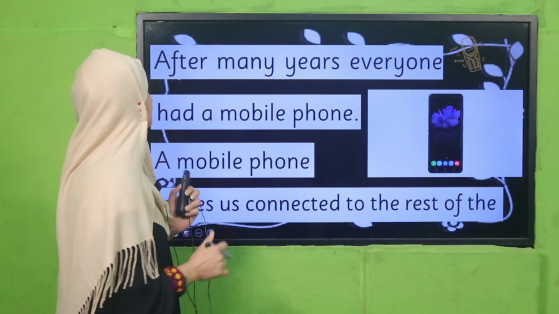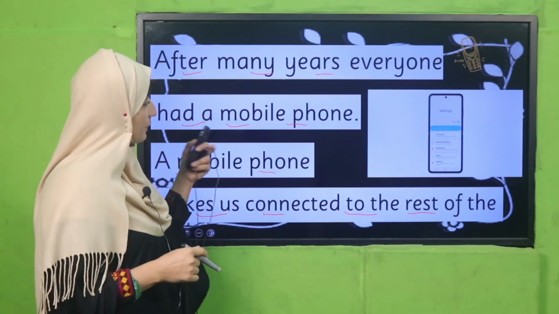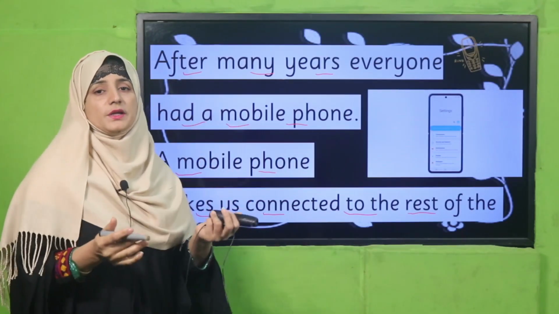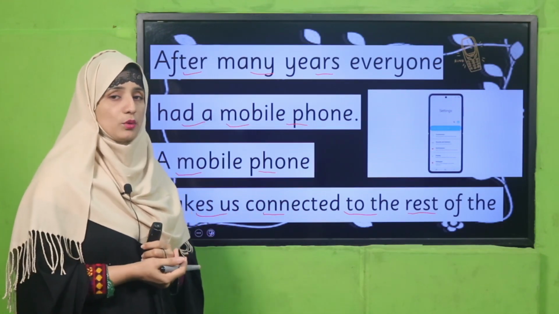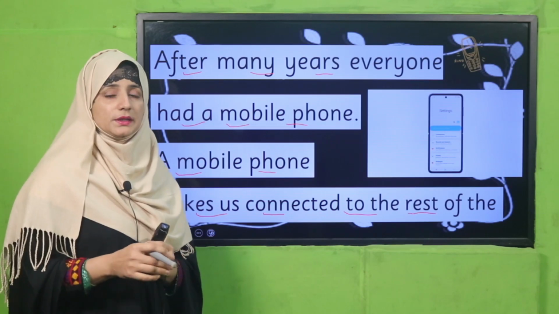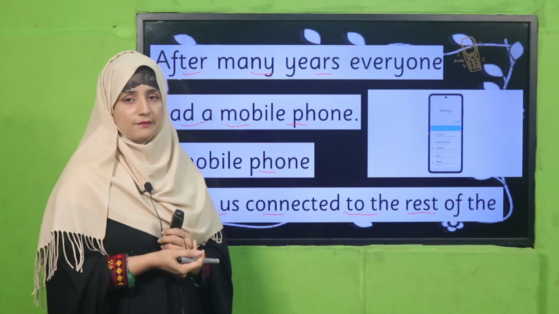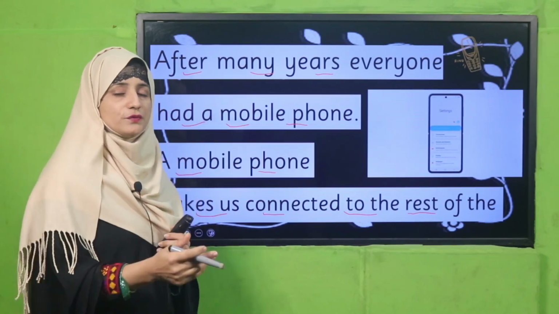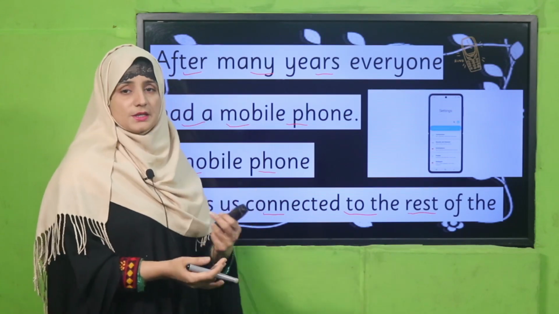So next, see this. After many years, everyone had a mobile phone. A mobile phone makes us connected to the rest of the world. So after some time, what happened? Everyone had a mobile phone. Nowadays you can see that everyone has a mobile phone, and even all family members at home have separate phones. Due to that, with the passage of time, the demand is increasing day by day.